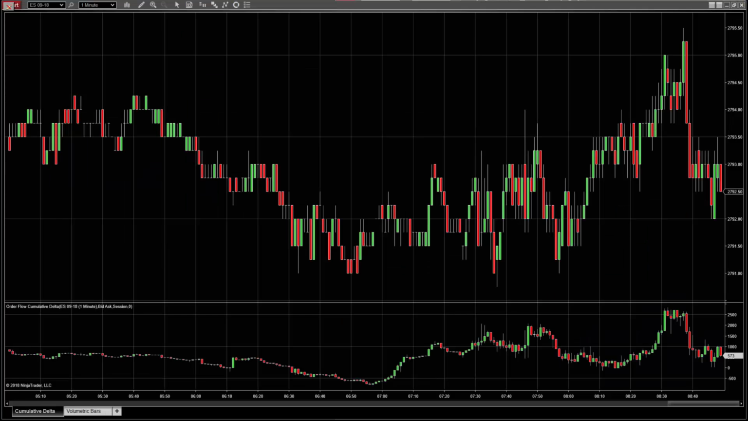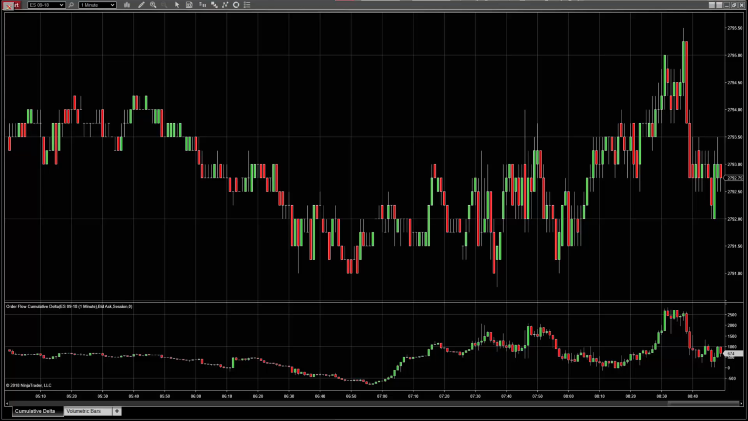And cumulative delta is an indicator that accumulates the volume of orders filled at the bid and ask price, or the up and down ticks, to determine buy and sell pressure. Many traders use cumulative delta to look for divergence. If the market is bullish but the cumulative delta is bearish, this could indicate a lack of strength in the bullish move and the market could become bearish.